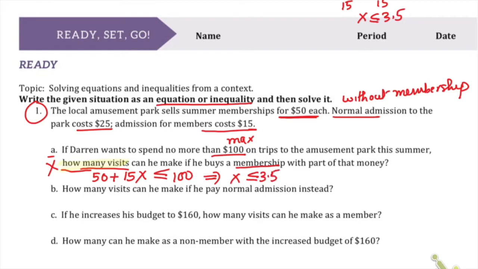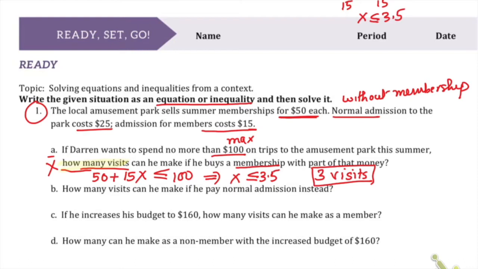It means we can't have 3.5 visits. For 4 visits it will cost more, and he doesn't have the money. So if I have to give the answer, I would say 3 visits, because he has to do everything within the budget.